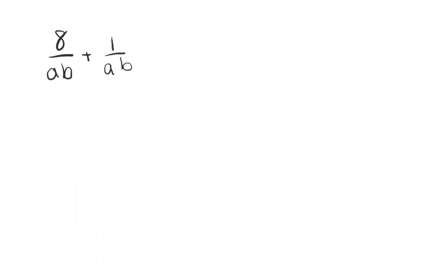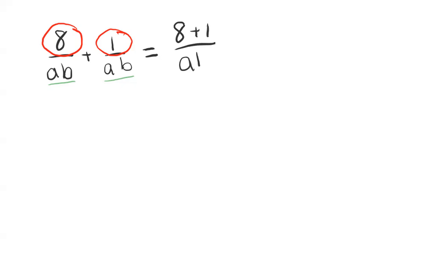What we're going to do is add our numerators together, but keep our denominators the same. So what that means is our problem will look like 8 plus 1 over AB. And of course, 8 plus 1 is simply equal to 9. So we end up with 9 over AB, and that would be our solution to this problem.